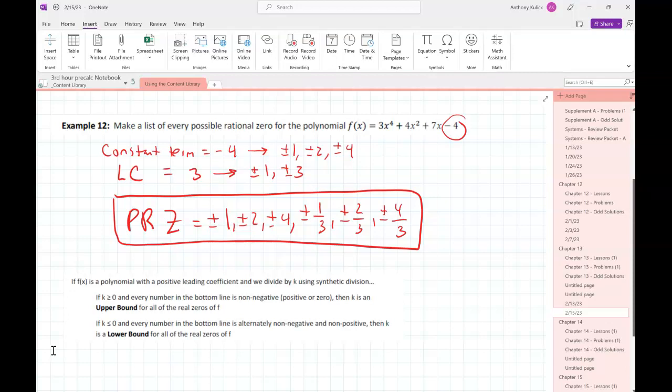If k is non-positive, and every number on that bottom line alternates from non-negative to non-positive, so again, that's greater than or equal to 0, or less than or equal to 0, then k is a lower bound for all of the zeros of f.